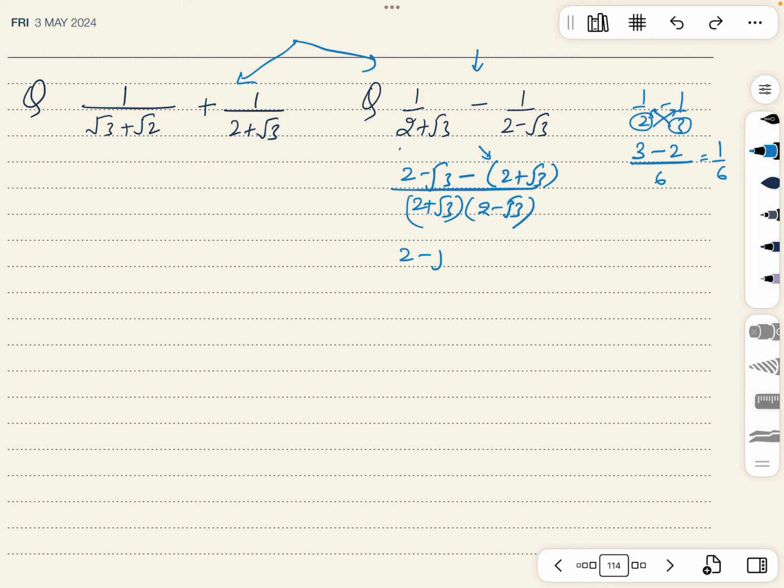So 2 minus root 3 minus 2 minus root 3 divided by, now a plus b times a minus b is a square minus b square. So we have minus root 3 and minus root 3, that will be minus 2 root 3. But we have a plus 2 and minus 2, that will cancel out each other. So the answer is minus 2 root 3.